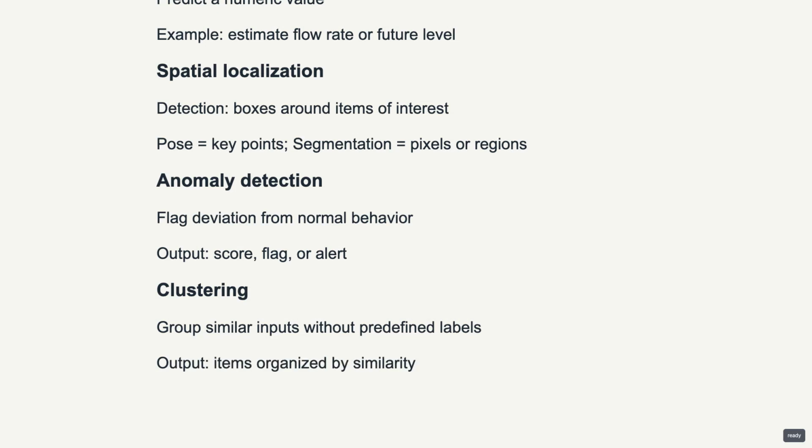The visual clue is a set of items arranged by resemblance, not a class chart or a box overlay. In practice, those groups can help reveal operating modes or simplify later decisions.